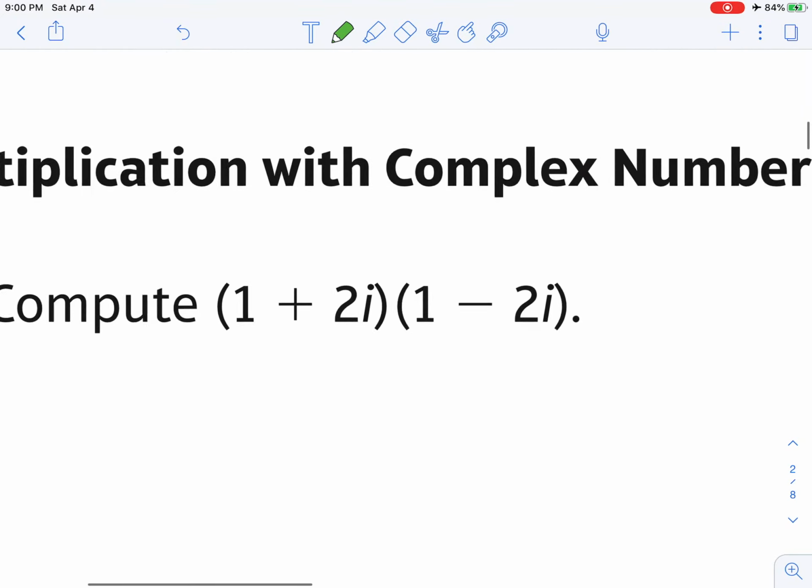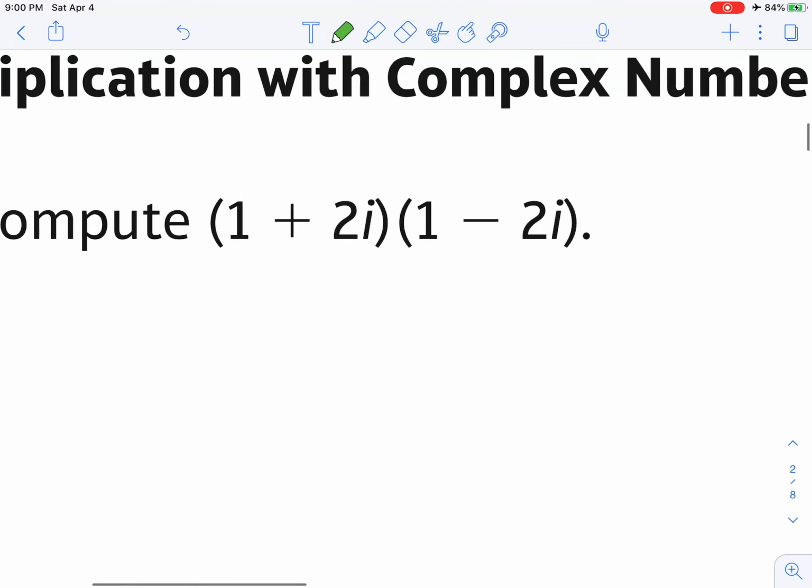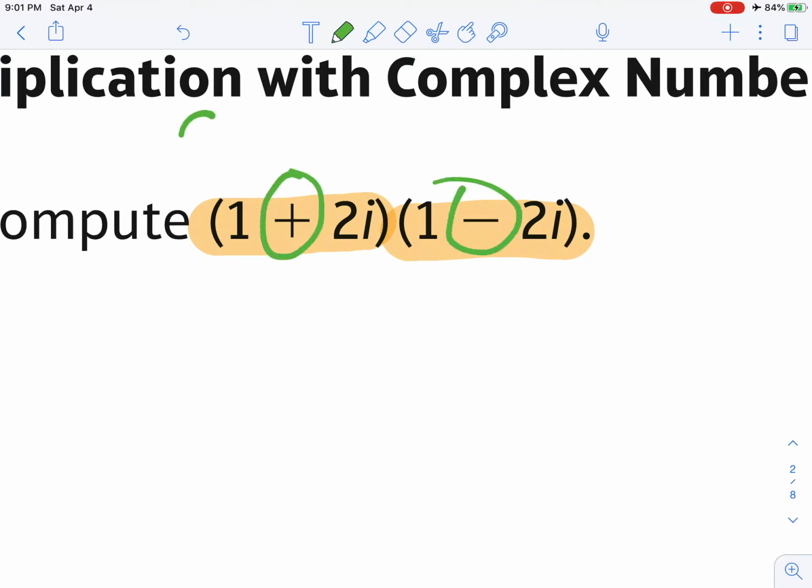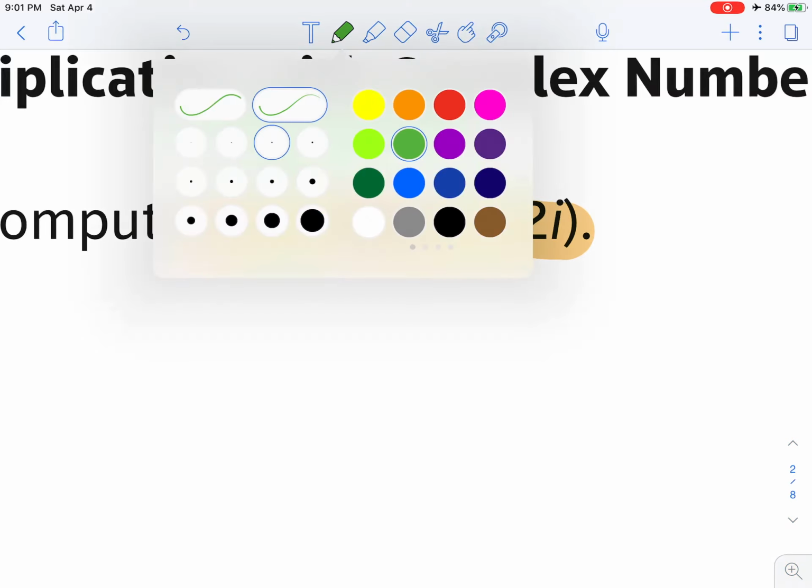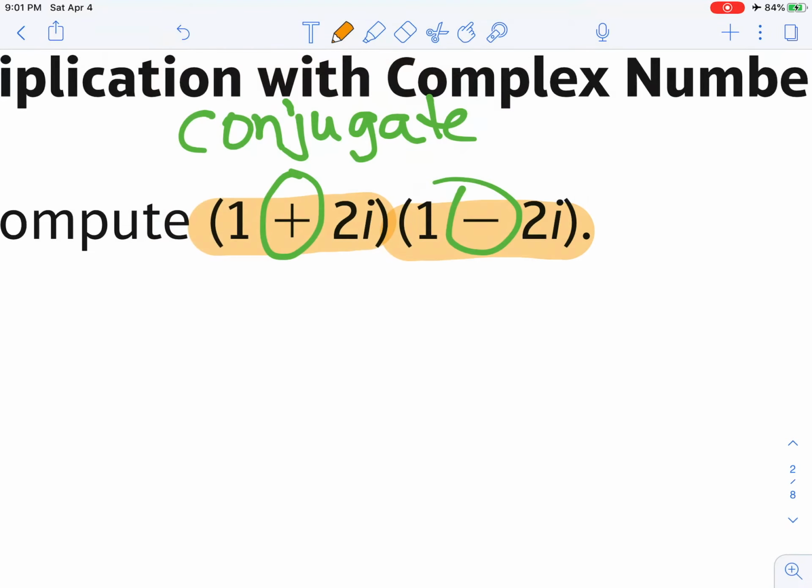Okay, so now we have multiplication. But multiplication is going to work the same way that we did with multiplication earlier with polynomials. Again, do you notice here, boys and girls, these are conjugates of each other. The only difference is the sign in the middle. These are conjugates. And the great thing about conjugates is what you're going to see happen right now.